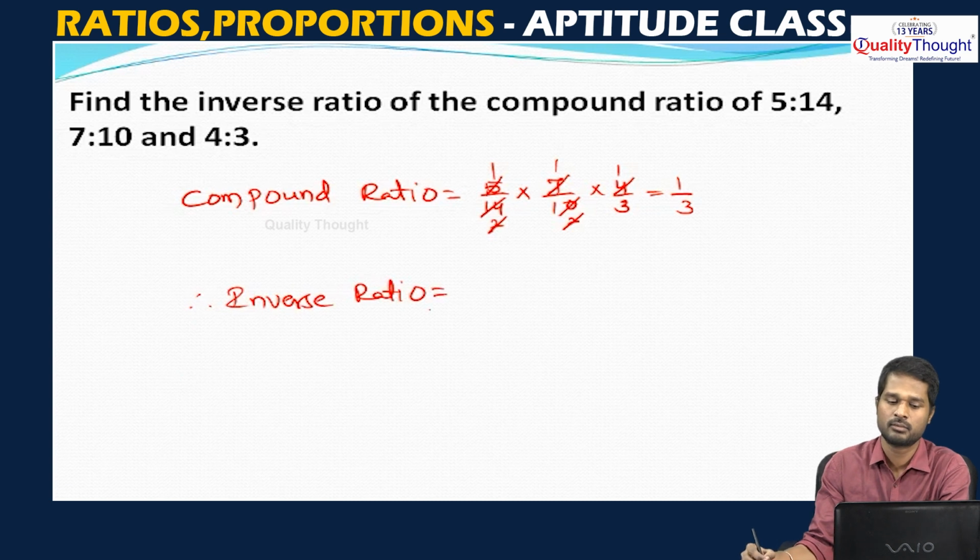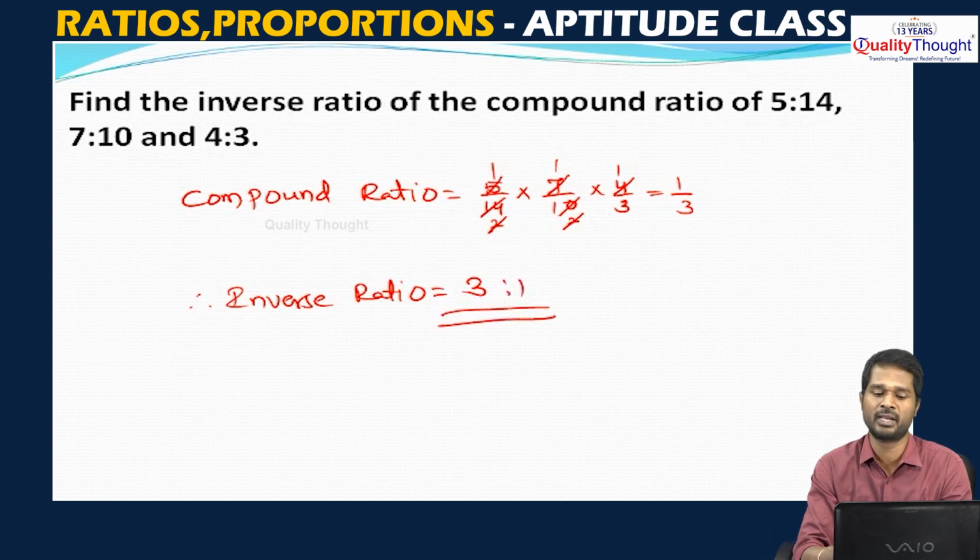1 by 3. The inverse ratio will become 3 is to 1. So the inverse ratio of 1:3 will become ulta, that means 3:1 will be the inverse ratio of the compound ratio of the given things, 5:14, 7:10 and 4:3.